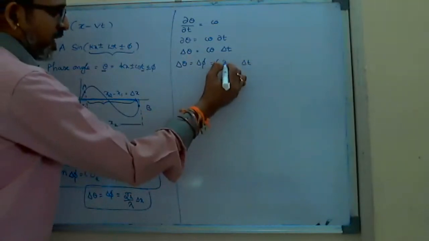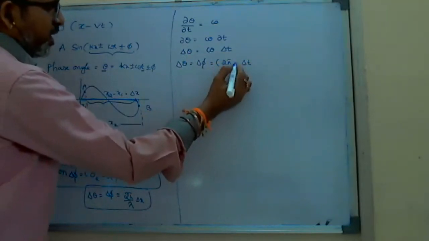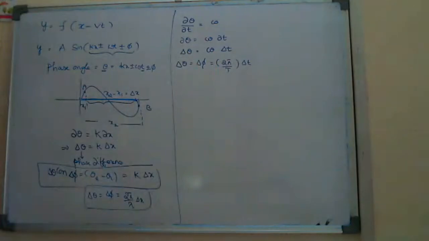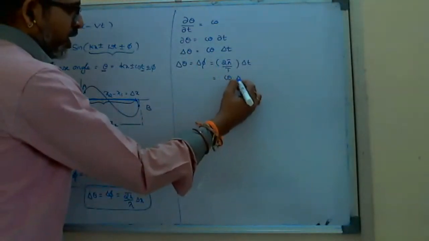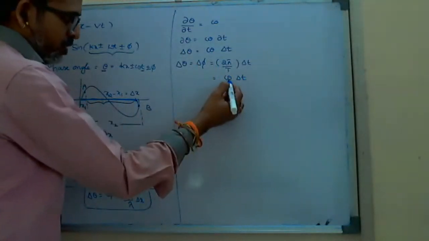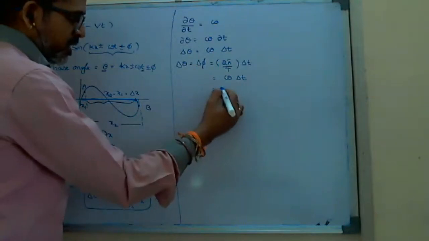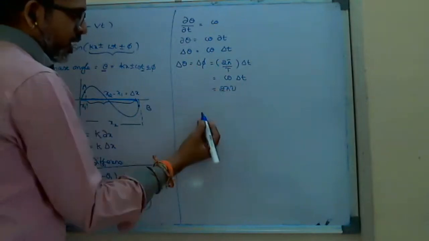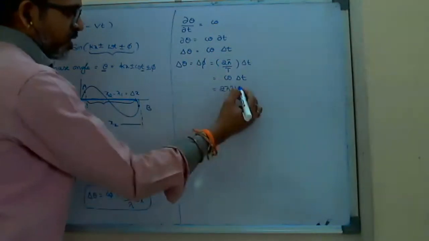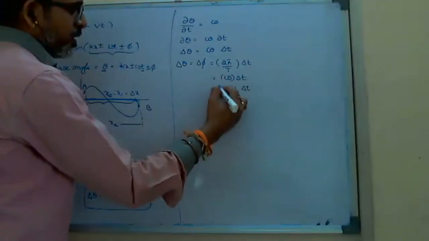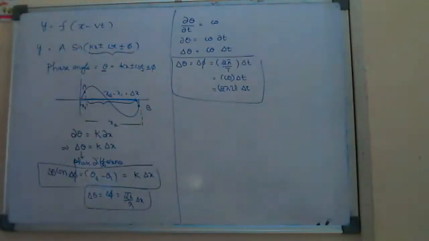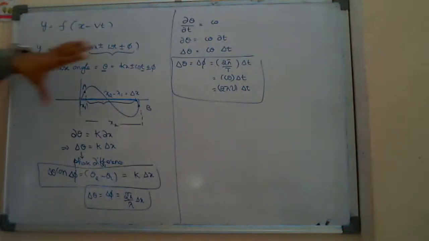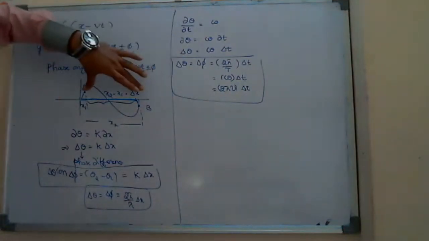Omega you can write as 2 pi by T. If I know omega, directly you can use omega into delta t, or if I know the frequency, omega is equal to 2 pi mu, the relation between omega and frequency, into delta t. You can write anything. So this is the relation between the phase difference and time difference.